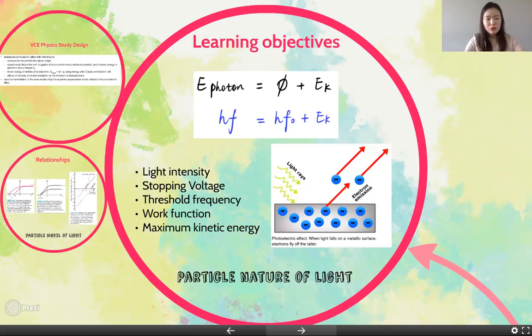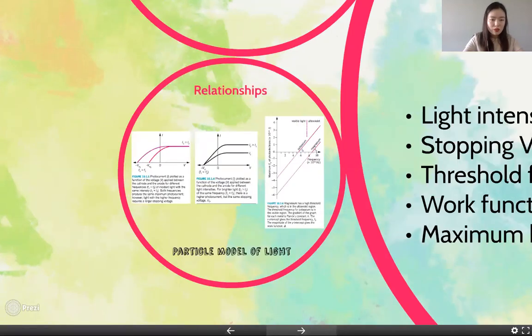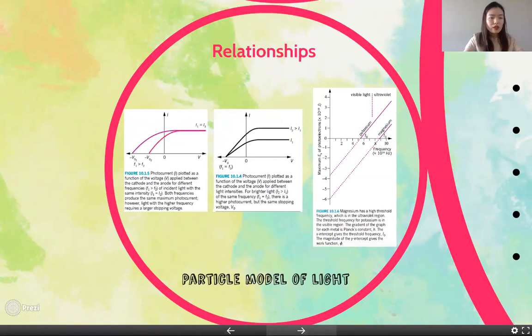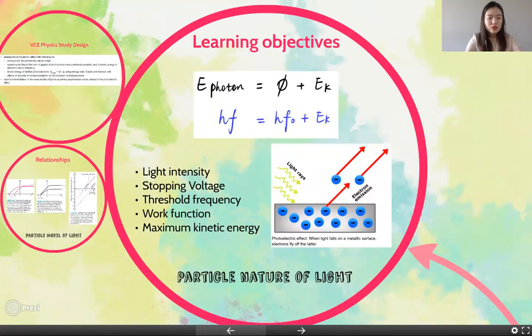In addition to their separate properties, students are also required to understand and explain the relationship between them. For example, between the color of the light, which is the threshold frequency, with the stopping voltage, as well as the relationship between the light intensity and photocurrent, the kinetic energy and the input frequency, and those relationships are often introduced in the graphs of the experimental data.